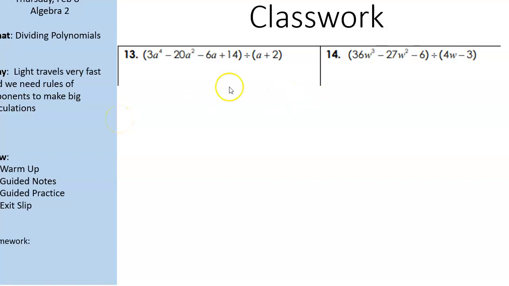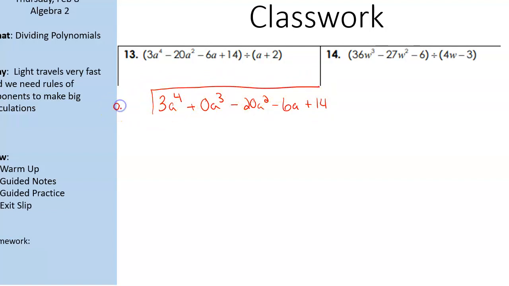So 13, same thing, missing powers. So we're going to rewrite this as 3a to the 4th plus 0a to the 3rd. Since I don't have the 3rd power, I have my 2nd, so I'll put in minus 20a squared. I have the 1st power, minus 6a, and then plus 14, and it's all divided by a plus 2. Okay, first term, 3a to the 4th divided by a is going to give me 3a to the 3rd there, okay?